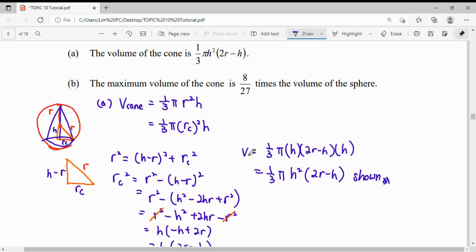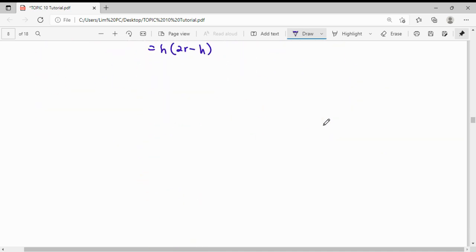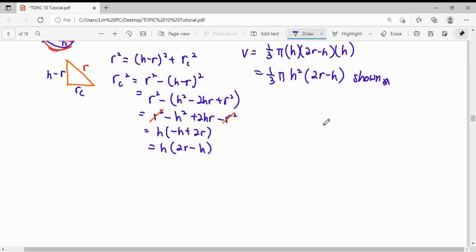After getting this volume of the cone, we proceed to our second question. We have to maximize this volume of the cone, so we have to maximize this equation, and then show that it is 8 over 27 times the volume of the sphere. So we have our volume of the cone, V equals 1 over 3 pi h squared times 2r minus h.